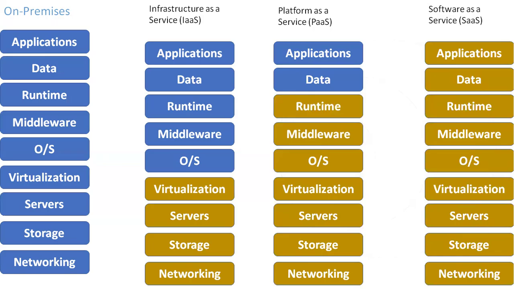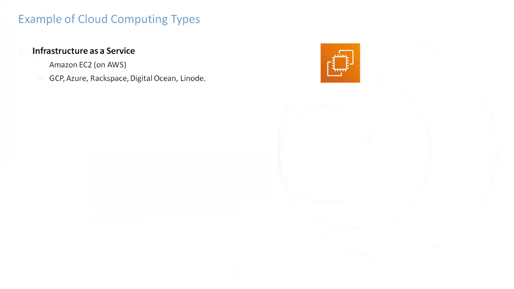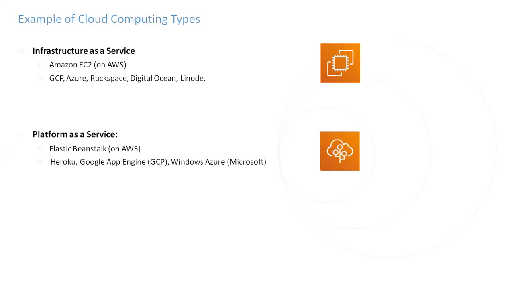So the cloud service provider offers different models: infrastructure as a service, platform as a service, or software as a service. For example, AWS offers a service like EC2 as infrastructure as a service, which I will discuss in detail later. Elastic Beanstalk is a service offered by AWS that you can use as platform as a service. For software as a service, several services offered by AWS are available that you can use.